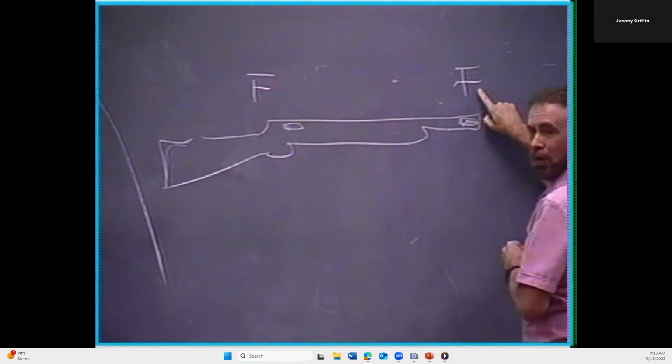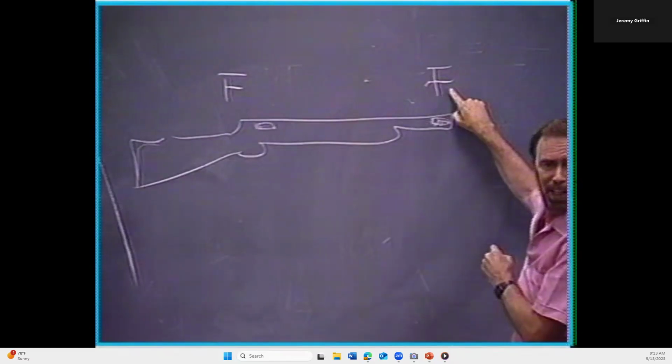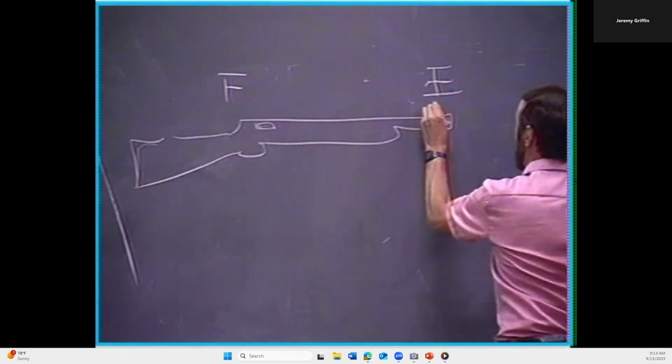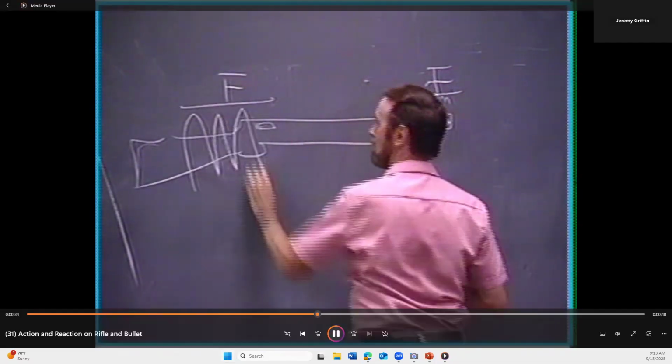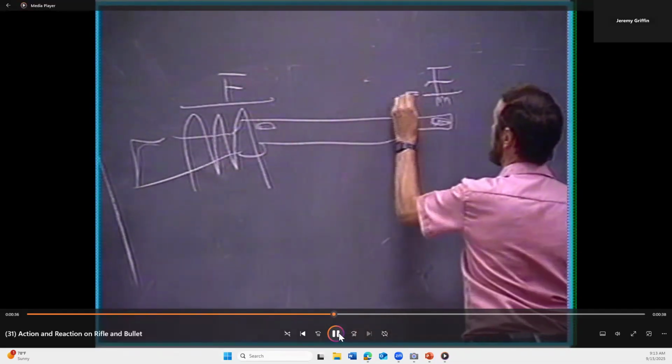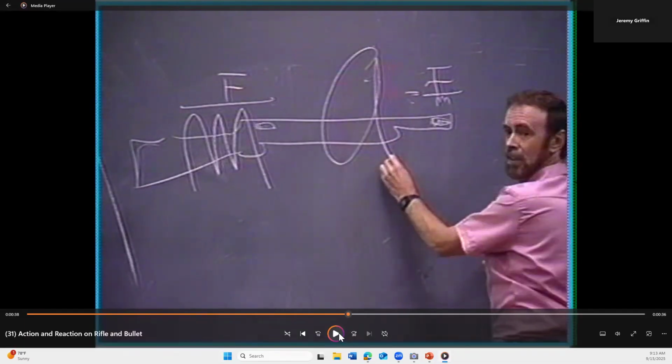Now, the acceleration of a bullet, a lot or a little? The answer begins with an L. A lot. Because here's the mass of the bullet. Here's the mass of the rifle. So here's the acceleration of the bullet. You see, right? He's right in the middle of explaining Newton's second law, actually, isn't he?